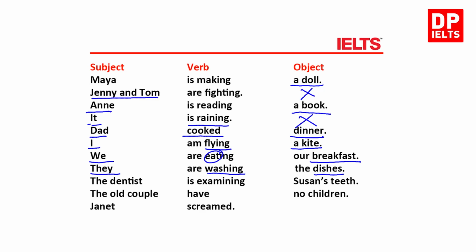We are eating our breakfast. நாங்கள் காலை உணவு சாப்பிடுகின்றோம். We என்பது subject, are eating என்பது verb, காலை உணவு object. They are washing the dishes. அவர்கள் dishes-ஐ கழுவுகின்றார்கள். So they subject, washing verb, dishes என்பது object.